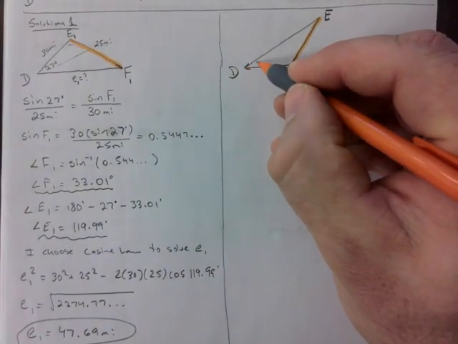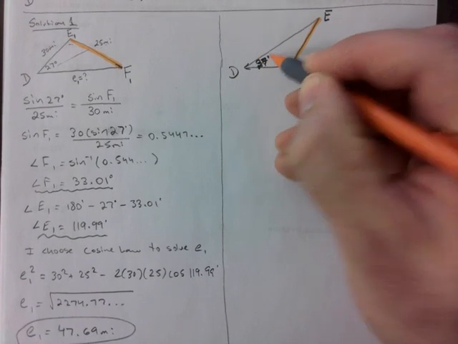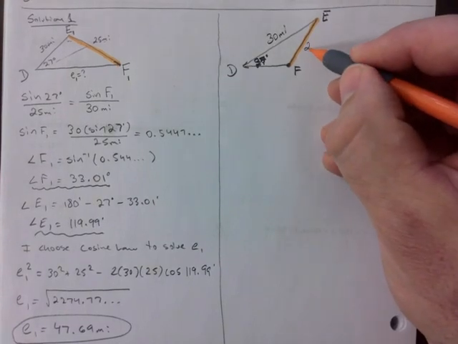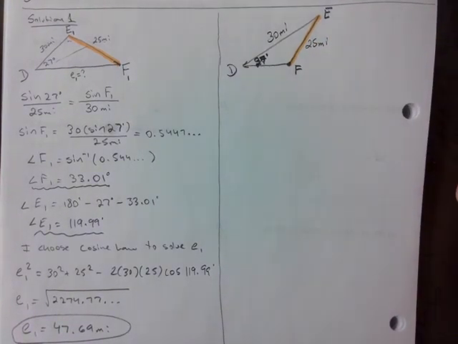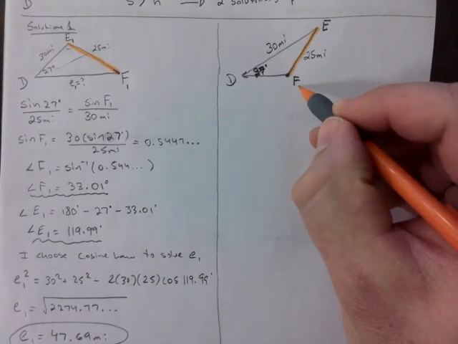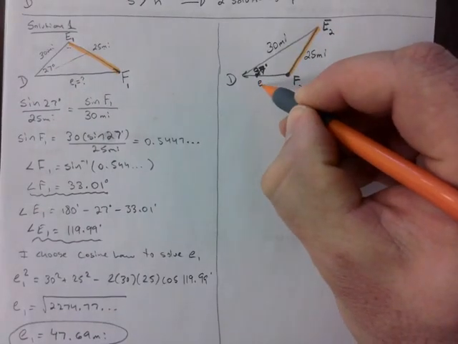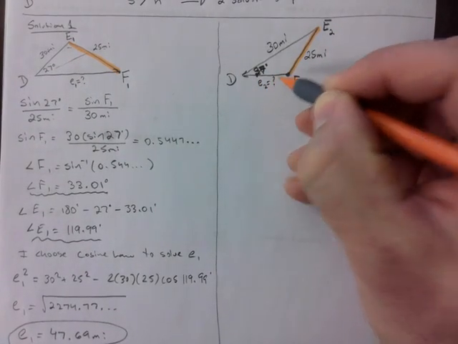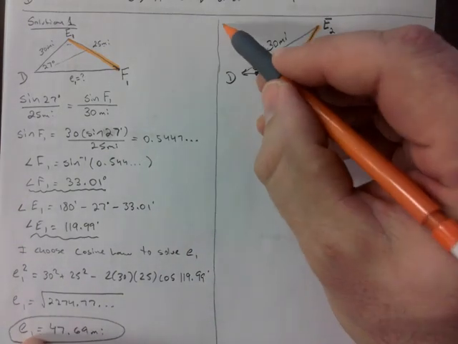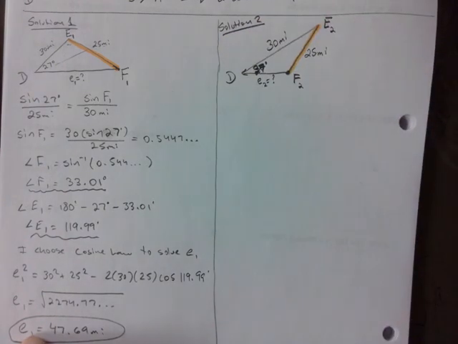Okay. What's still remaining the same? Well, the fact that this is 27 degrees hasn't changed. The fact that this is 30 miles hasn't changed. That this is 25 miles has not changed. But now I'm going to give it different sub notation. So F2, E2, and therefore E2 is what I'm interested in this particular triangle. I forgot to say solution 2 up here.